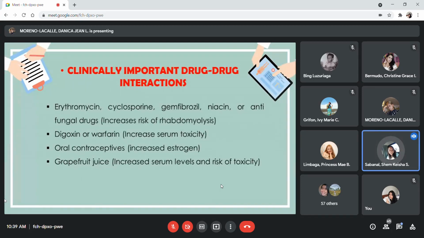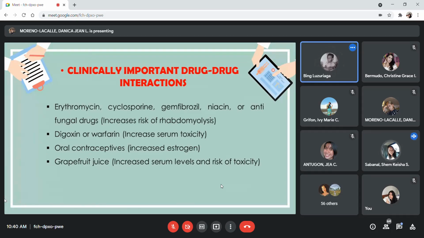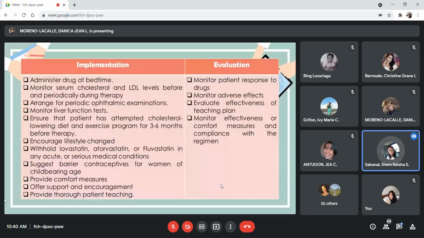So for our clinically important drug-drug interactions, we have erythromycin, cyclosporin, gemfibrozil, niacin. More important there. Okay. Next slide. There is nothing here that says should not be used or never use, so use with caution in almost any other drug. Continue. Next slide, please. So we have here our nursing considerations. I hope you guys read on those. And then next slide back. And then for the implementation and evaluation.